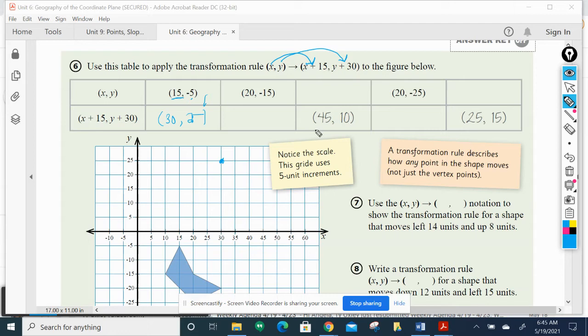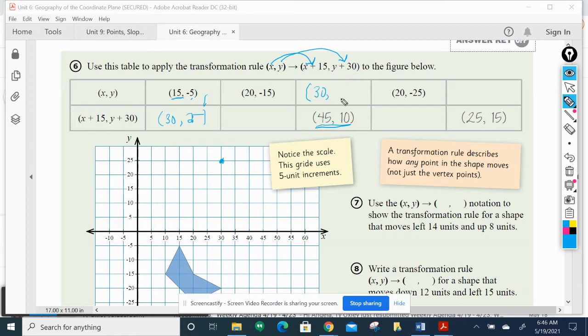Now I want to look at this third point because this one we're going to have to go backwards. So they're saying, where should I start so that when I add 15, I end up at 45? So I can think about that and say, oh, I should start at 30 because 30 plus 15 gets me to 45. The other way I can think about that is I'm going backwards. So I'm going to take this value minus 15 to get the 30.